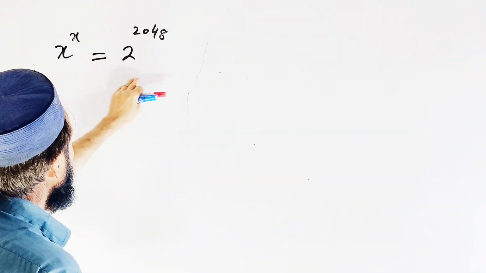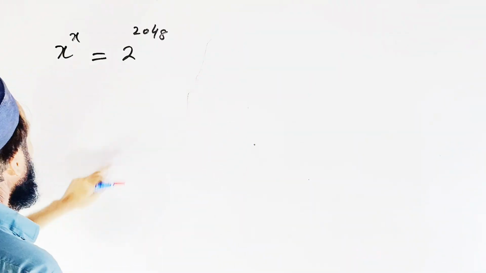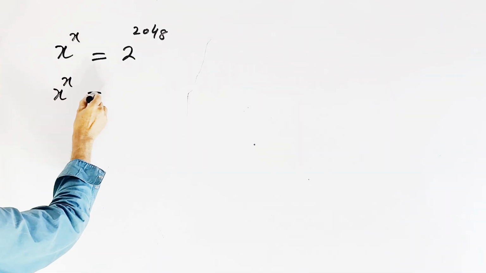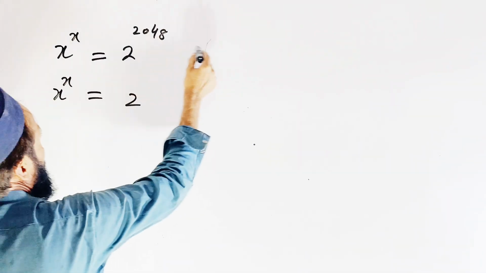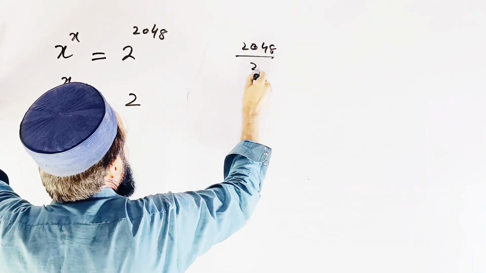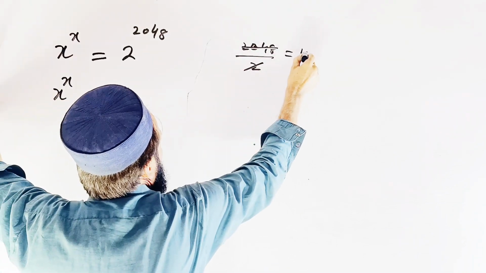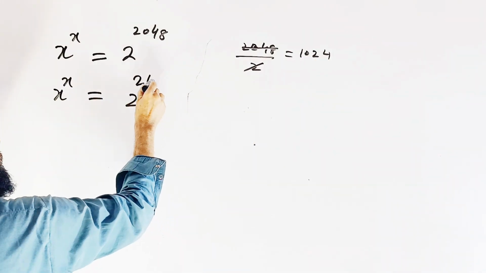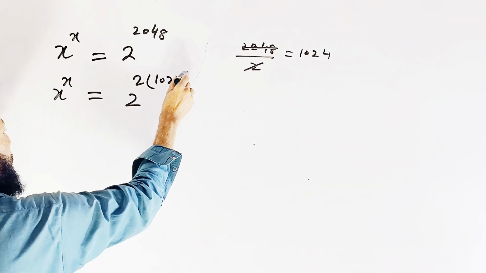First of all, without the logarithmic form. So we simplify this term: x to the power x is equal to 2 to the power 2048. If we divide it by 2, this will be cancelled, so we get 2 into 1024.